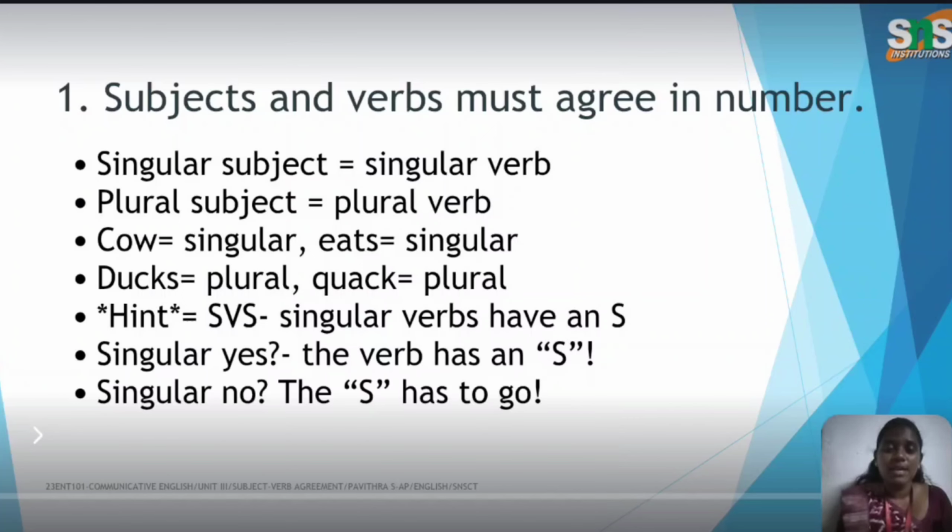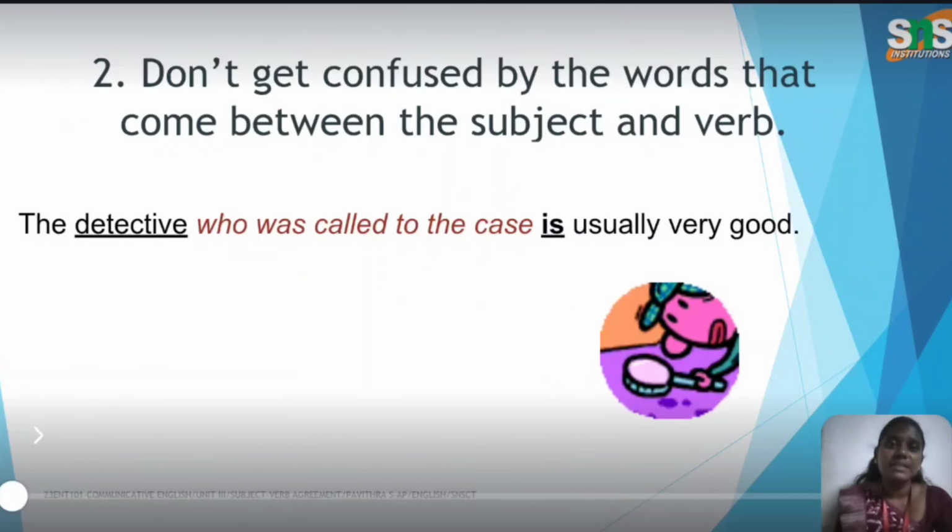For example, there is a sentence, cow eats. In this sentence, the cow is singular, eats is also singular. So here we are using eat plus s form. Why? Because it is third person singular. So this is the first rule, and let us see the second rule.